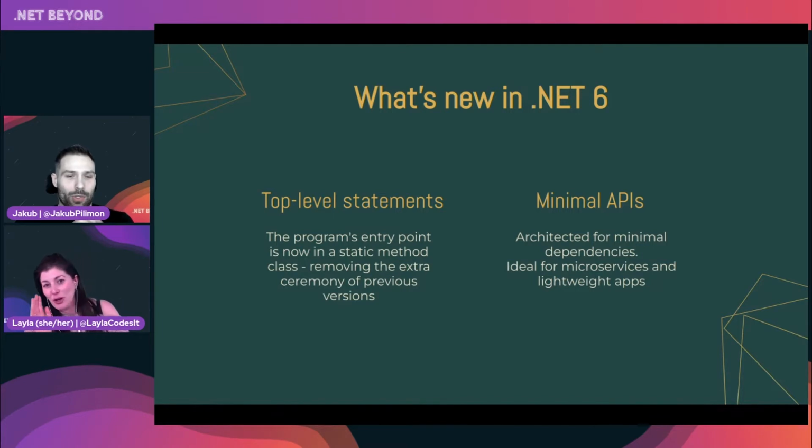Well, contrary to what Stace just said about not trying all the new shiny things, this is new shiny stuff. So .NET 6 came out in November. It's an LTS, a long-term support version. And we got a couple of things.